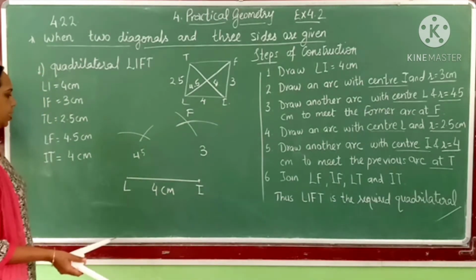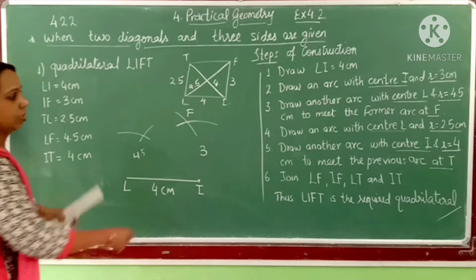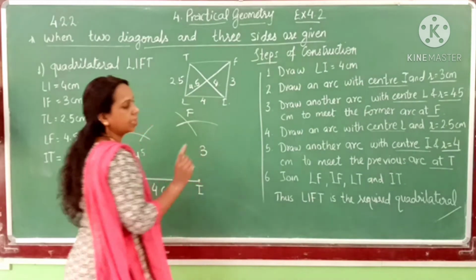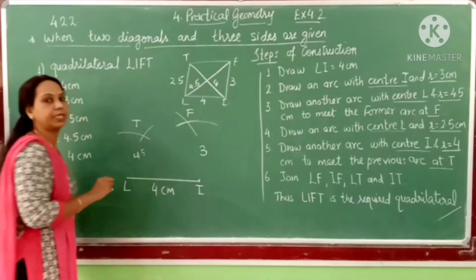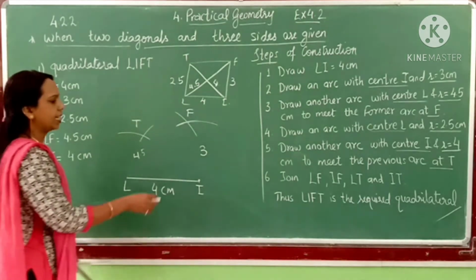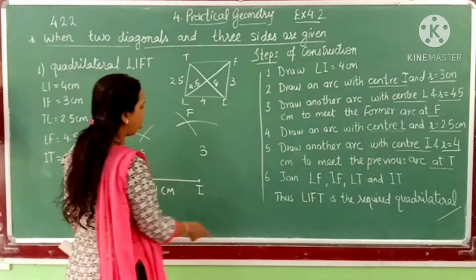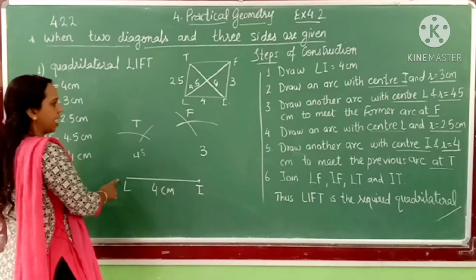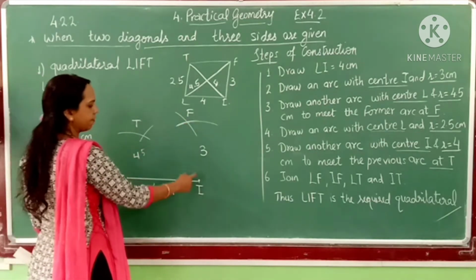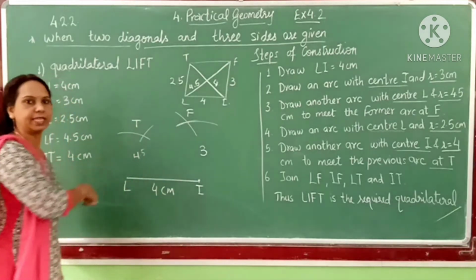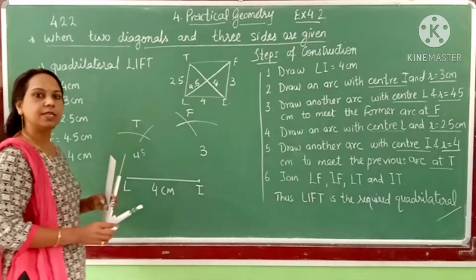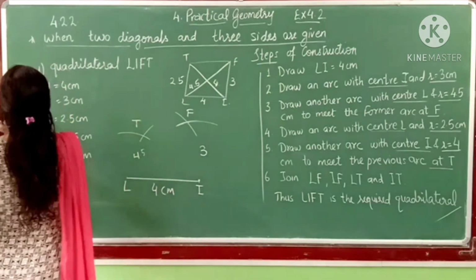Here it meets the previous arc at T. This was our previous arc and it meets at T. So now the last step is join LF, IF, LT and TF. Okay, all the line segments you have to join. So you will get the required quadrilateral.